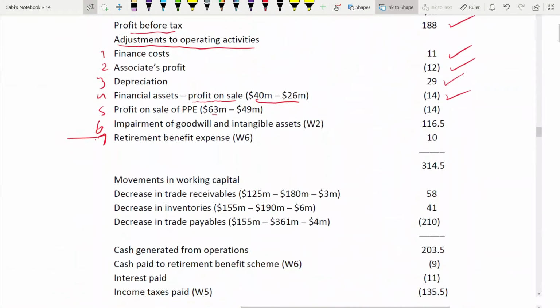So 63 minus 49. Wherever no working is required, you can just explain it through one line like this. Next to it only you can write it. No need to show working 1 and 2. So 14 you need to deduct.